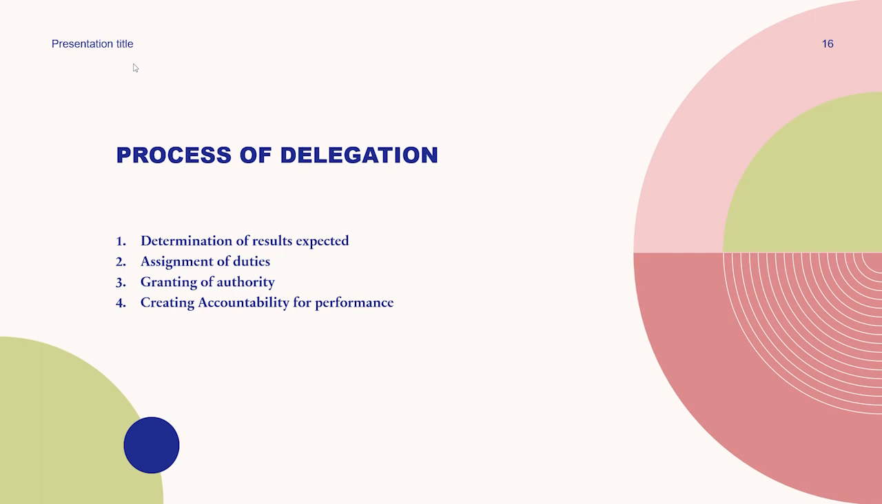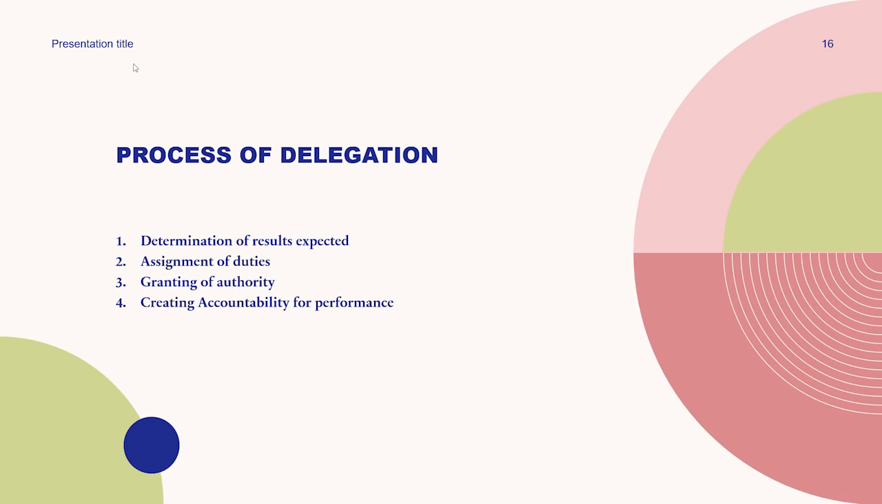Now we can study a very important question for your MG University exam. What is the process of delegation? There are 4 steps. The first step is determination of results expected. A manager has to define the results he wants to obtain from his subordinates for the achievement of organizational objectives. This will enable the subordinate to know by what standards his performance will be evaluated.